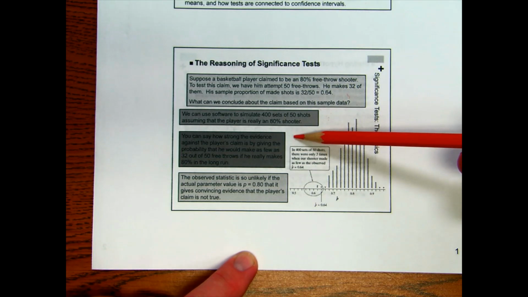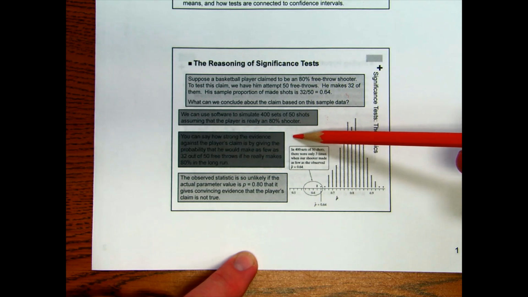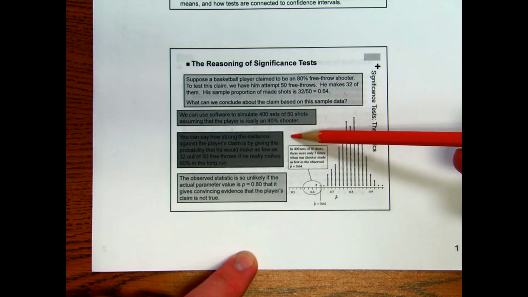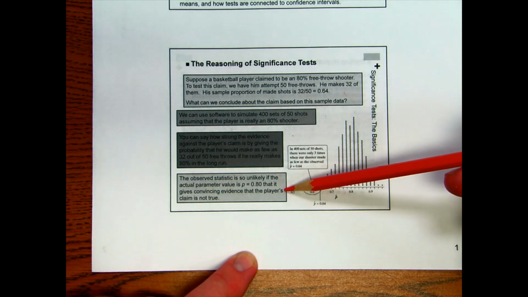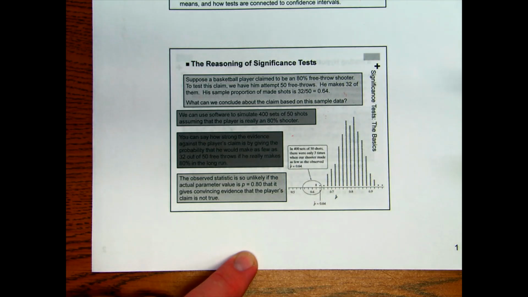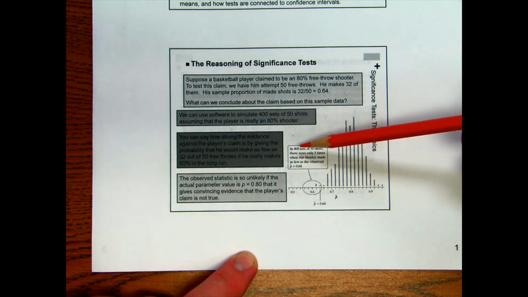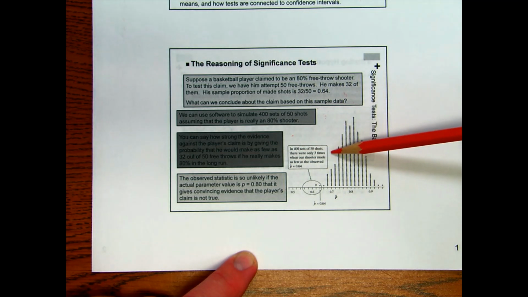You can say how strong the evidence against the player's claim is by giving a probability that he would make as few as 32 out of 50 free throws if he really makes 80% in the long run. The observed statistic is so unlikely if the actual parameter p is equal to 0.8 that it gives convincing evidence that the player's claim is not true. So here is what happens in this particular set of data. In 400 sets of 50 shots, there are only 3 times when a shooter made as few as 0.64.